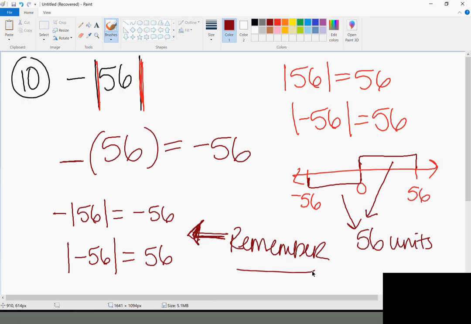Alright? And the reason why it's different is because you do the absolute value first, and then you multiply it by the negative. There's no negative in this last one down at the bottom here. There's no negative on the outside, so the absolute value of negative 56 is positive.